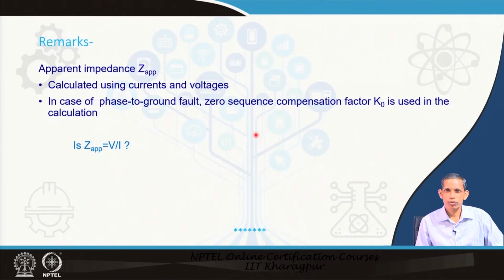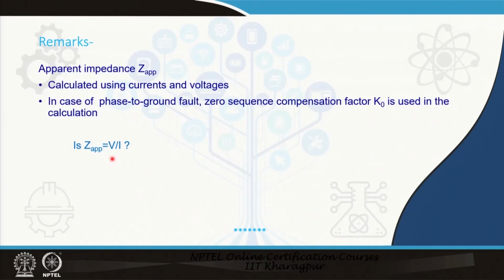Now, the last question is: is Z apparent equal to V by I? No, because it is not simply VA divided by IA. For phase to phase faults, it is VB minus VC upon IB minus IC, and particularly for phase to ground fault, it is VA upon IA plus K naught I naught. Therefore, it is not as simple as phase voltage by phase current for Z apparent calculation. So, we saw how the Z apparent can be calculated by the relay successfully. Thank you.